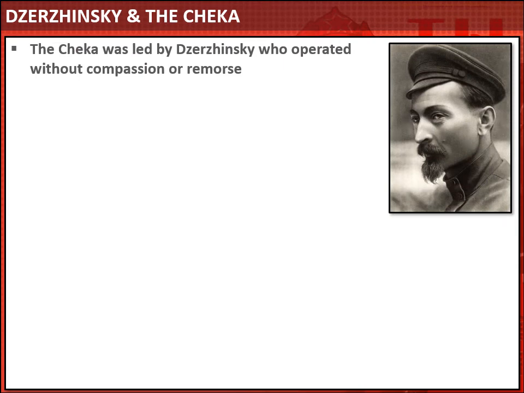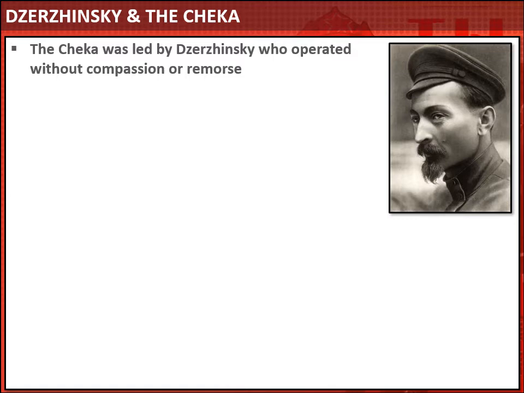Now, in the previous activity, you will have noticed that the Bolsheviks set up their own secret police force in this period called the Cheka. It was the Bolshevik equivalent of the Okhrana, the old Tsarist police force. But the Cheka was far better organised.